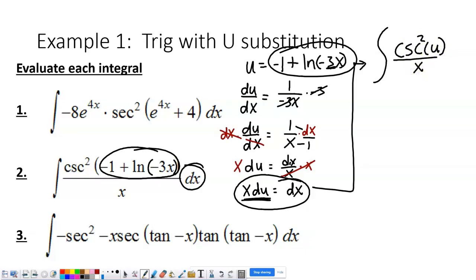And we had this extra x on the bottom there, but guess what? That's not a problem. It's about ready to go away. So the x on the bottom is going to cancel out with this x on the top that's with the du. Those ones do cancel out because that is x times du. So those ones will cancel out. So now what I'm left with is this.